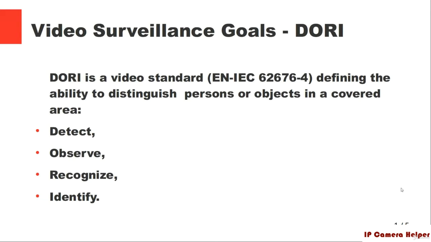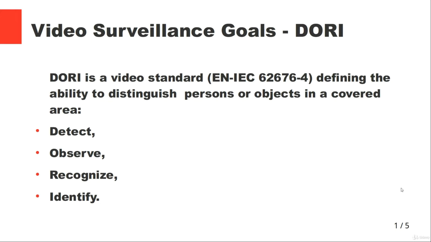Hi, today we will be talking about video surveillance goals and DORI. DORI is a video standard defining the ability to distinguish persons or objects in a covered area, and it's not used in the same way in different countries, but a lot of it will be used in the UK, and in different forms could be used in other parts of Europe or the US.